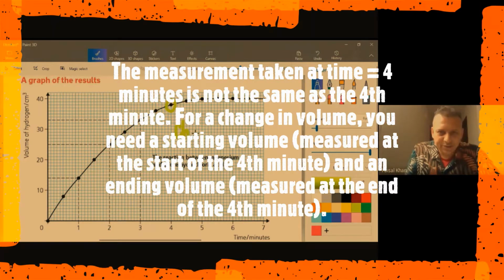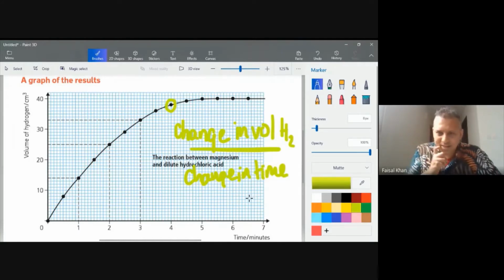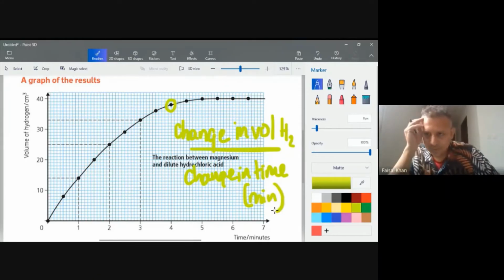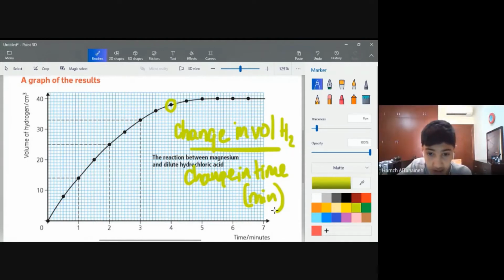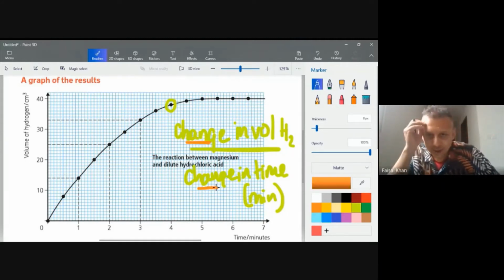Okay, I'm going to remind you of what equation we're using to work out the rate. Can you read that? Yes, sir. Go on. H2, hydrogen, divided by change in time, minutes. Good. The key here is this word, change.